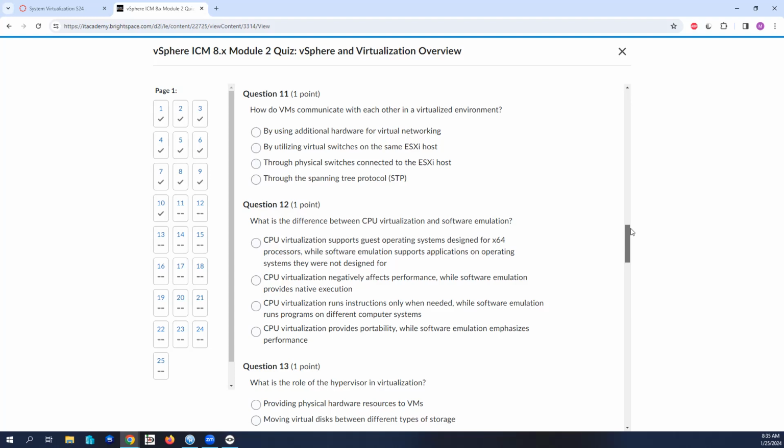The virtual switches. Probably that's the best answer. That's what they're looking for. Even though C could potentially be true if the virtual machines are running on separate hosts, B is the intent of this question.